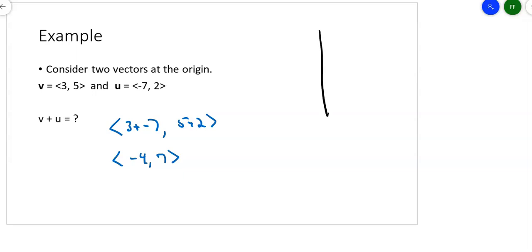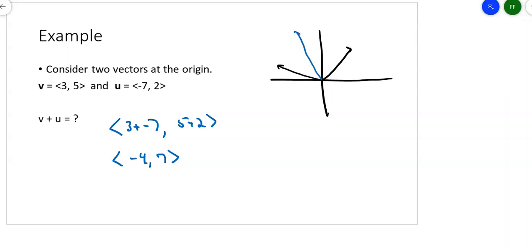Well, let's try to make a little graph over here. The first vector, 3, 5, goes 3 to the right, 5 up. Kind of like that. The second vector goes 7 to the left and 2 up. So kind of like that. The result of adding those two vectors together is a vector that goes 4 to the left and 7 up. Right? So that resultant vector would look like this.